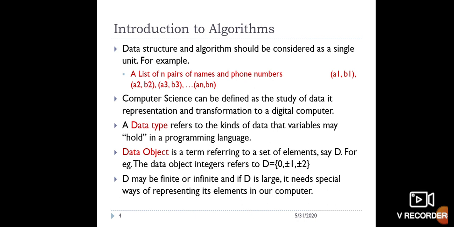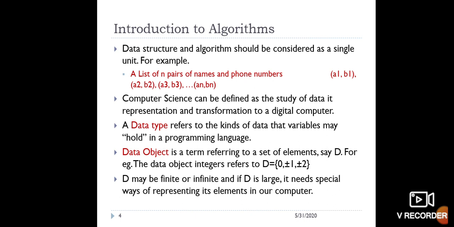Then you're going to learn about the introduction. Further, data structure and algorithm should be considered as a single unit, so that one is dependent on the other. You cannot separate data structure and algorithm. For example, a directory will have a name and its corresponding phone number. One is the data structure and the other one is the algorithm. One will be dependent on the other. This is a list of n pairs.